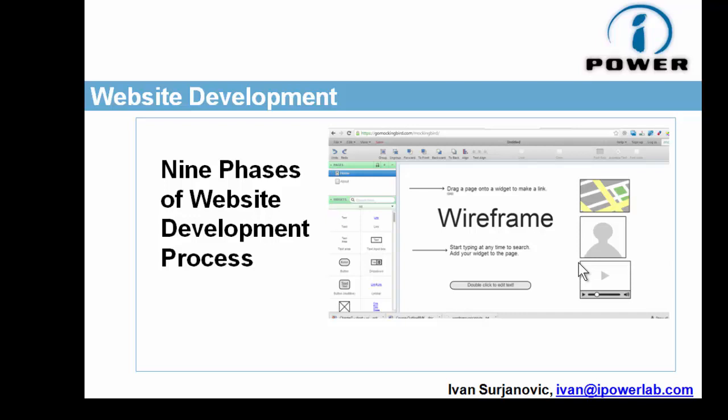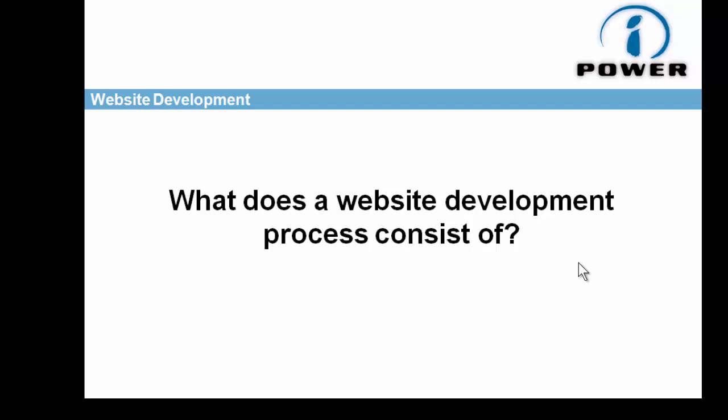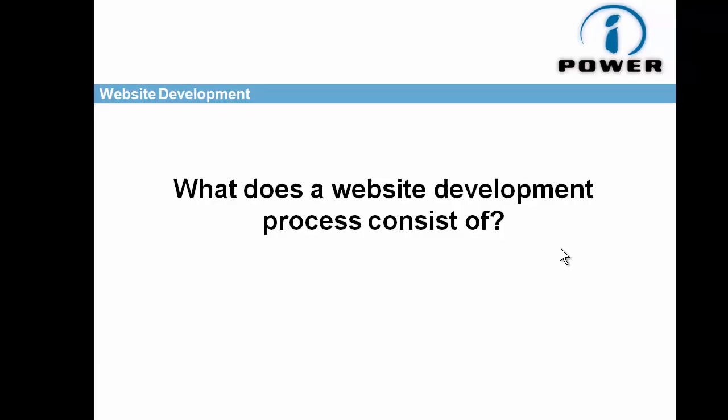First of all, let me ask you a question. What do you think? What does a website development process consist of? What are all the little things that we don't want to forget? For example, we may want to buy the domain name, and maybe we want to buy a hosting, we need to program our website, etc., etc.